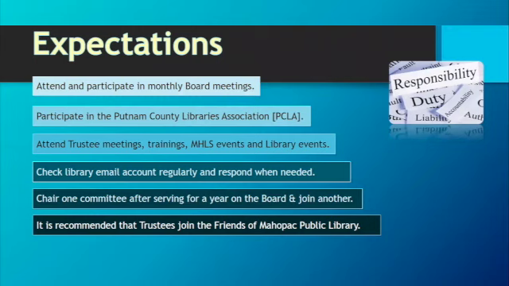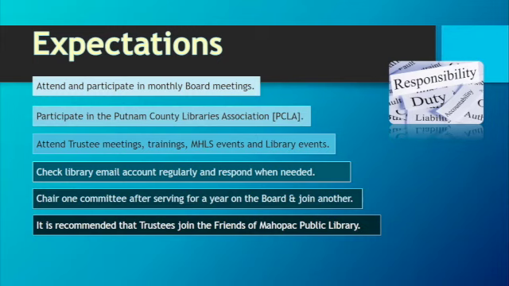Participate in Putnam County Libraries Association, also known as PCLA. The Putnam County Libraries Association consists of 8 Putnam County libraries. The organization, which includes library staff and board, work together to bring library services to all Putnam County residents. The organization generally meets twice per year, in May and October.